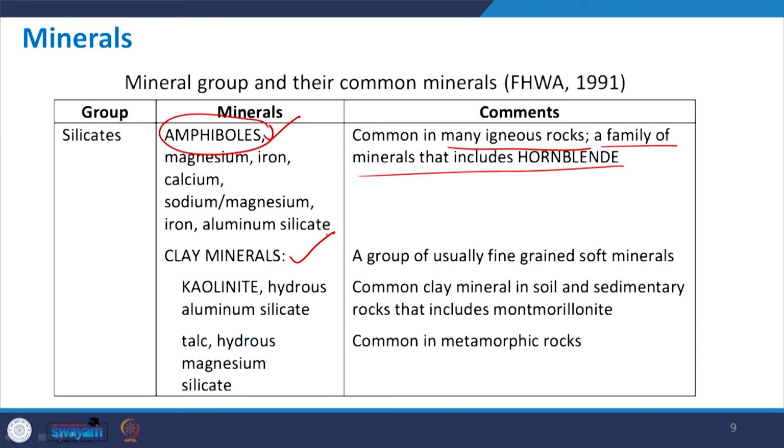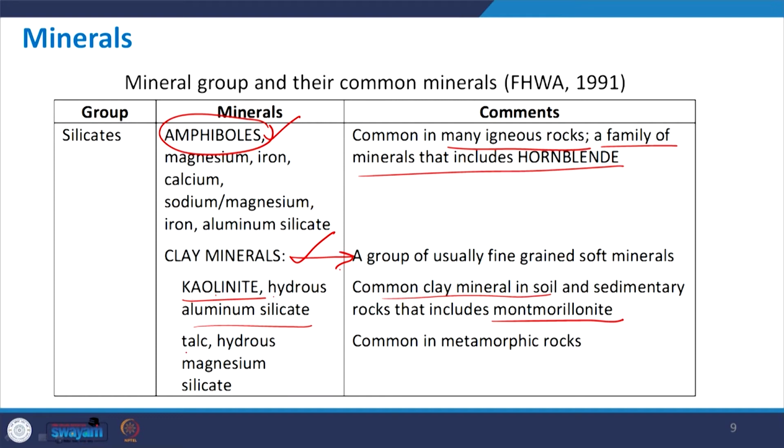Okay. Now coming to the next category of minerals, which is the clay minerals. You must have heard about it because in your soil mechanics class you must have heard about kaolinite, illite and montmorillonite. What are these? These are clay minerals. The first one is kaolinite, which is hydrous aluminum silicate. When we talk about the clay minerals, it is a group of usually fine grained soft minerals. Kaolinite is the common clay mineral in soil and sedimentary rocks, which include the montmorillonite.